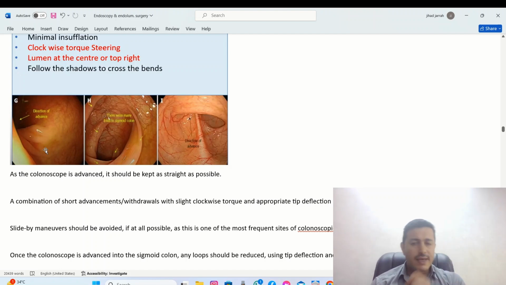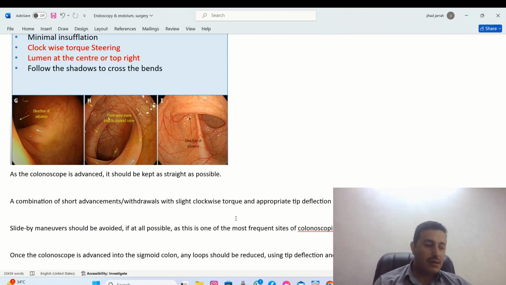Okay, we usually try to keep the scope straight, and sometimes it's advisable to use repeated advancement and withdrawal. As you see here, a combination of a short advancement and withdrawal with clockwise torque may be helpful. In some literature they say go 2 steps in or go 1 step in, 2 steps out. This means be careful. It is called the push and pull back technique.